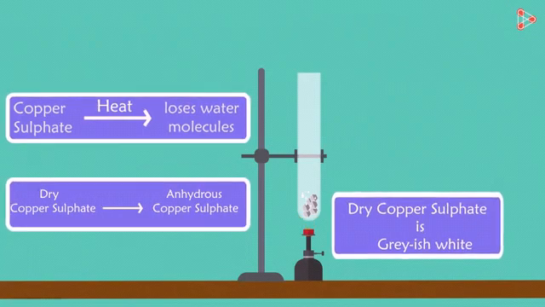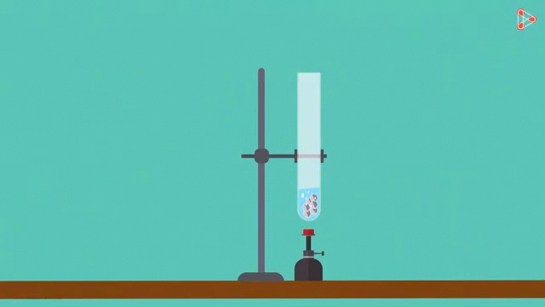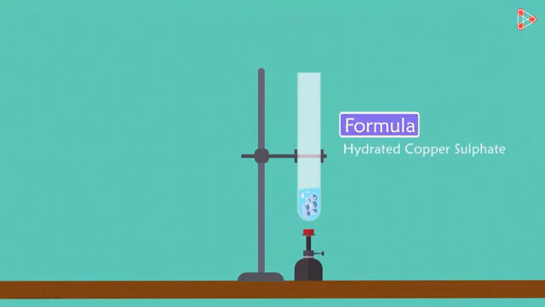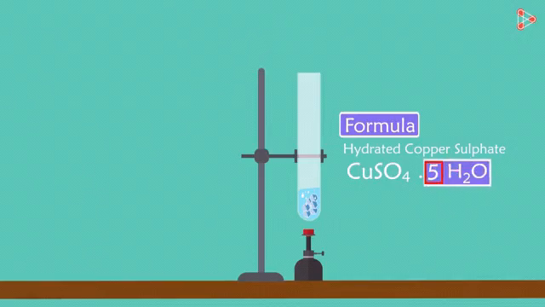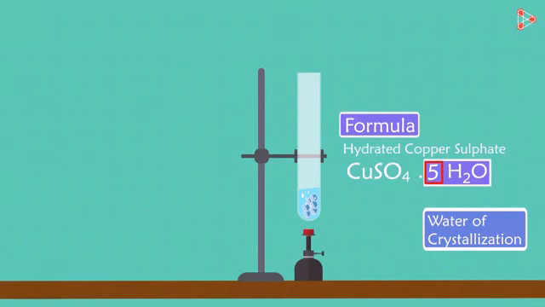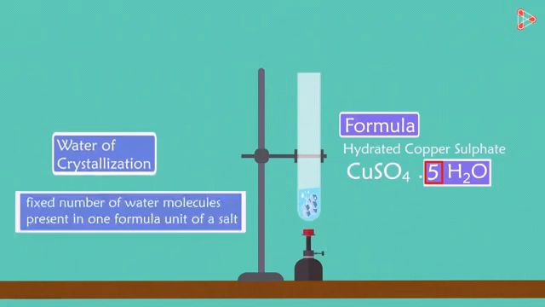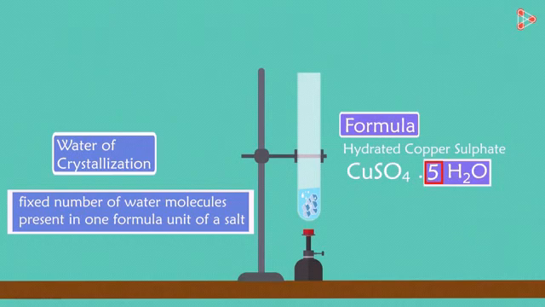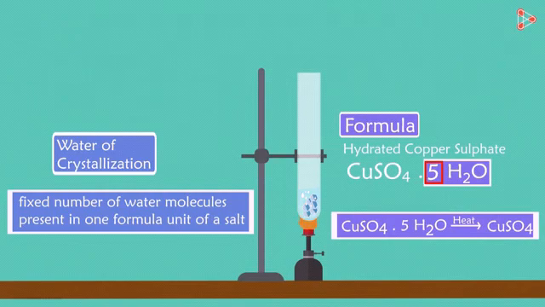And what do you think will happen when we add water to it again? After adding water to anhydrous copper sulfate, it becomes blue again. The chemical formula for hydrated copper sulfate is CuSO4.5H2O. Yes, there are 5 water molecules you can see. This water is called the water of crystallization. Water of crystallization is the fixed number of water molecules present in one formula unit of a salt. So we can say that 5 water molecules are present in one formula unit of copper sulfate. And when heated, it loses its water molecules.